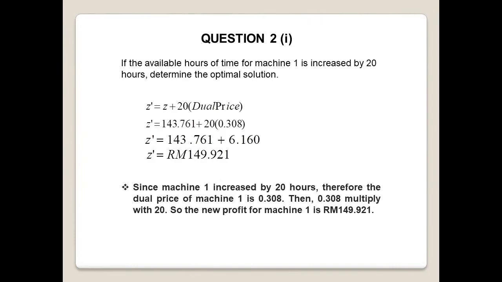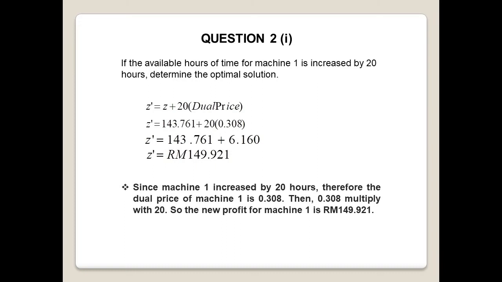Next, we go to the question number 2.1. If the available hours of time for machine 1 is increased by 20 hours, determine the optimal solution. The formula that used to determine the optimal solution is Z prime equal to Z plus 20 times dual price. We know that the objective function value is 143.76, while the dual price value for machine 1 is 0.308.